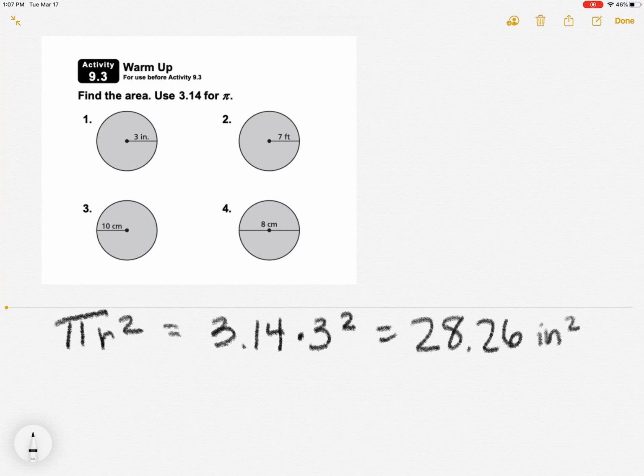Remember, because of the .14 on the end of pi, that's how many digits we want to have on our answer. That's an easy way to round.